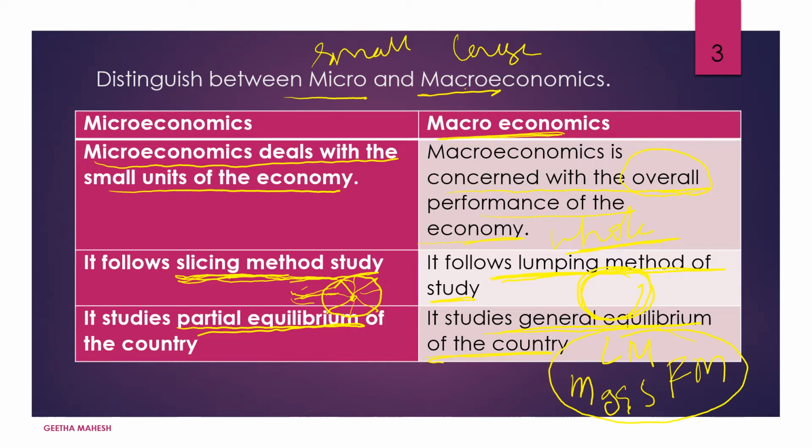But under microeconomics, they separate. They will study either market for goods and services or market for labor or financial market. Separately, they segregate and they deal. So, that we call it as partial equilibrium.